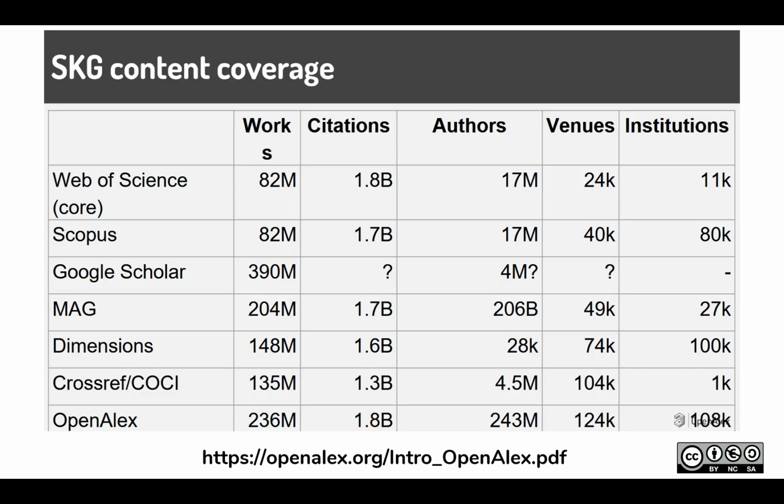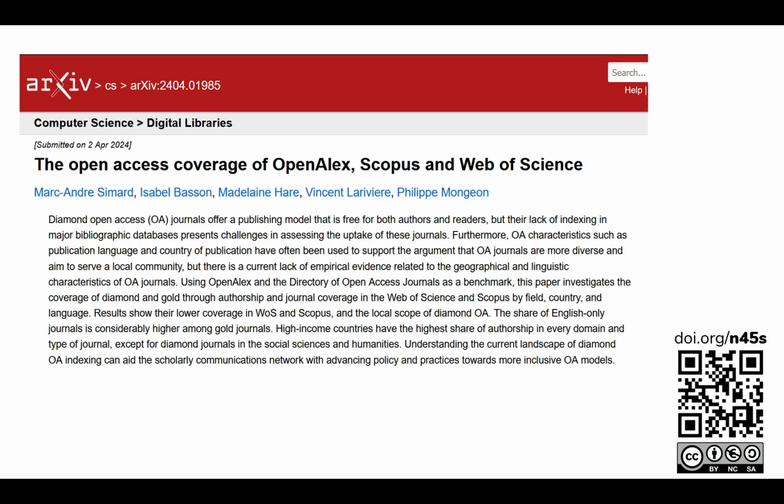So this is a bit older than the slide I just showed. Web of Science only has 82 million. Scopus only has 82 million. Google Scholar has 390 million, but that's the only source that seems to have more articles than OpenAlex. Of course, at the same time, they don't cover the same stuff. So people do studies about this kind of stuff. That's an entire field, like bibliometrics.